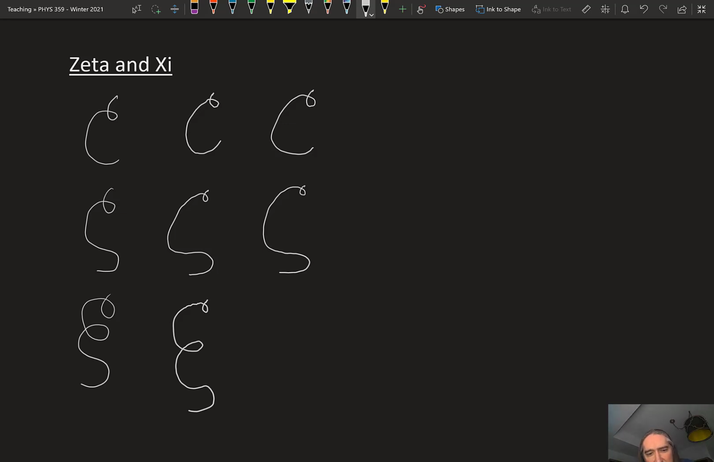Okay. How big or small you make that little loop in the middle. If you want to be fancy and have no loop, okay, good luck. You can do that too. All right. So the little loop at the top, come down and hook back. Okay. So give that a try. Cursive C to zeta to xi. I think you'll see that you can actually do it. Practice a little bit. It'll come naturally.